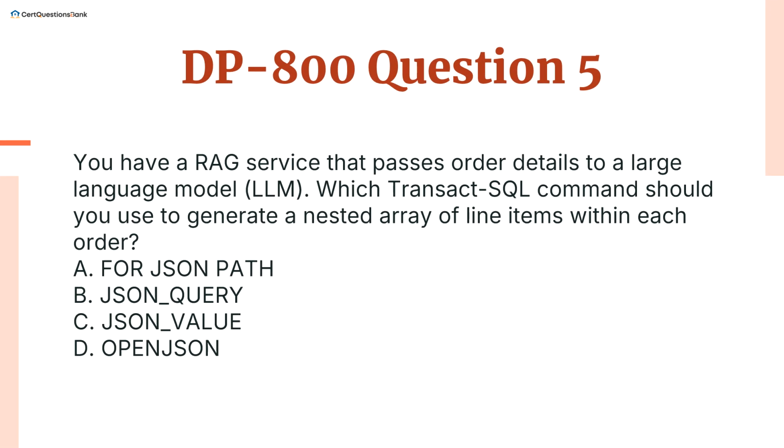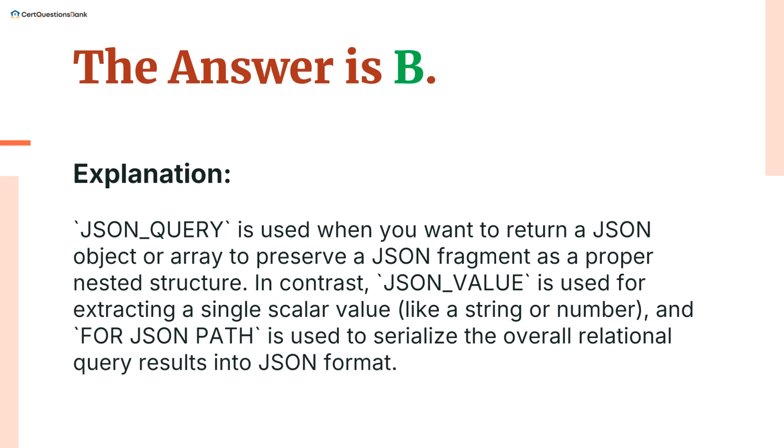You have a RAG service that passes order details to a large language model, LLM. Which Transact-SQL command should you use to generate a nested array of line items within each order? A. FOR JSON PATH. B. JSON_QUERY. C. JSON_VALUE. D. OPENJSON. The answer is B.